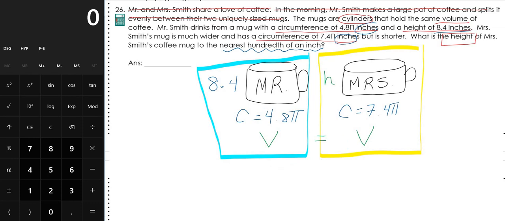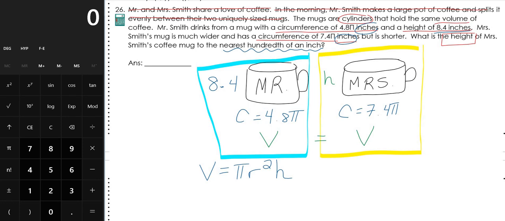Now, volume. I'm going to write down the formula since it's a cylinder. It's big B times H, but big B is the area of the circle. So I'm going to put pi r squared h. That's the volume formula for Mr. Smith's mug.